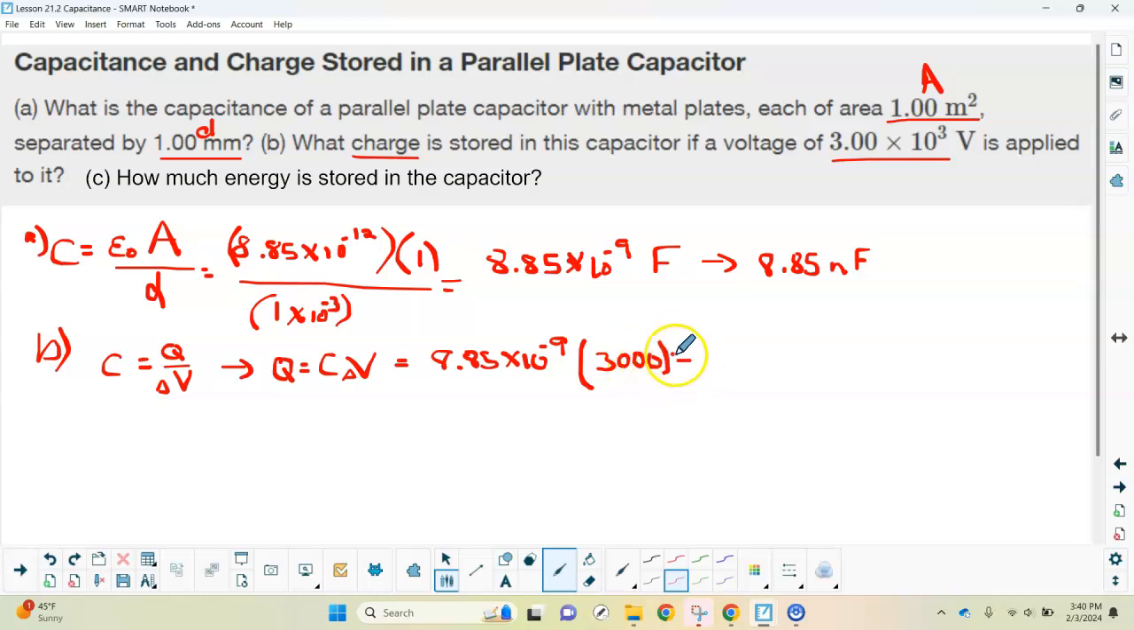And if you multiply those together, you get something like 2.655 times 10 to the negative 6th, and that would be coulombs. And that's a pretty normal amount of coulombs, because we said 1 coulomb of charge is a really big number, so this is like microcoulombs.